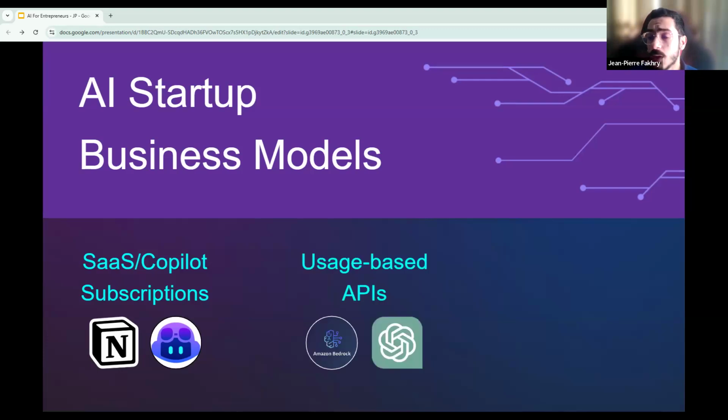Now, the second model is what we call usage-based APIs. Here you pay for what you consume, typically per API call, per token, which is basically a word, or sorry, a character, or per compute second.